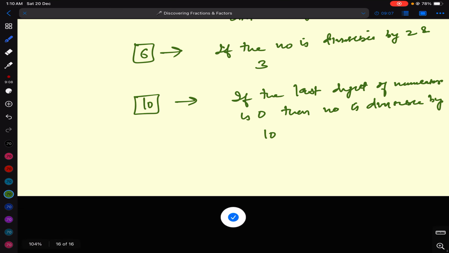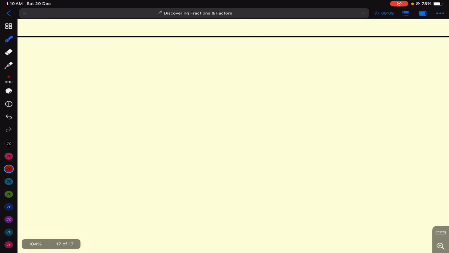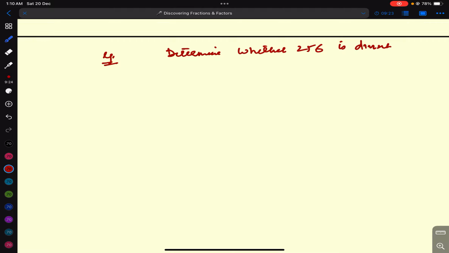Okay, so let's take a few examples on this to understand this better. Now the first example that we have here is you have to determine whether 256 is divisible by 2, 3, 4, 5, 6 or 10. Okay, so we'll check one by one.